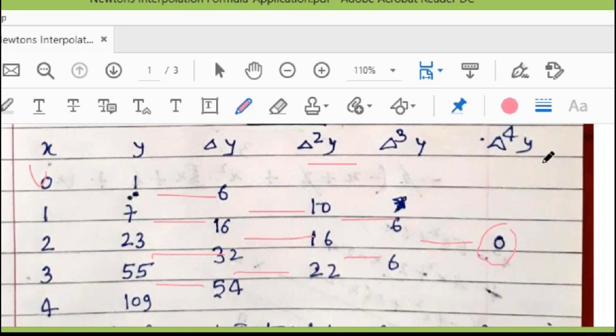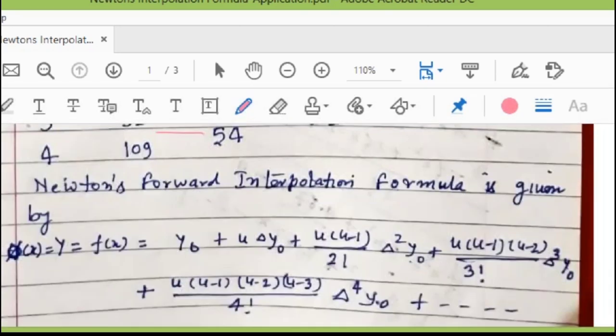So what is the order of the polynomial? The order of the polynomial is 4, and up to 4 you will get the value constant. And what will be the fifth order? Fifth order will be 0. But perchance it is also coming 0, but it is a finite quantity.